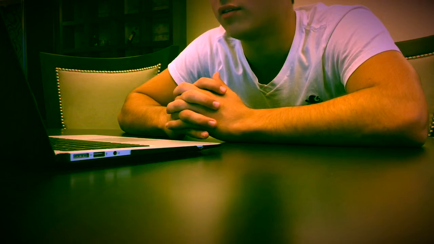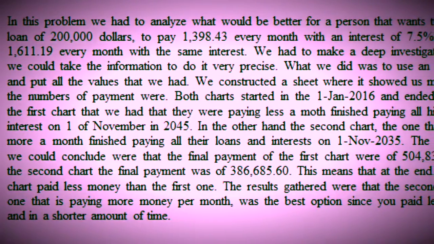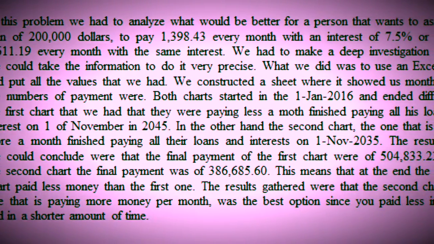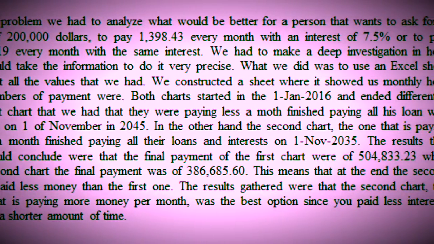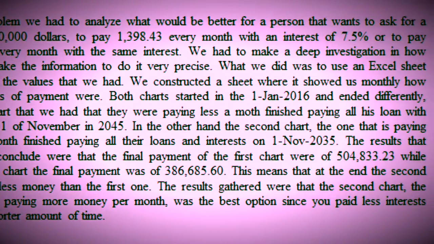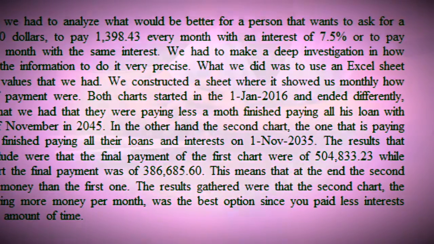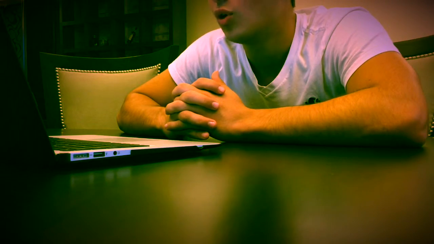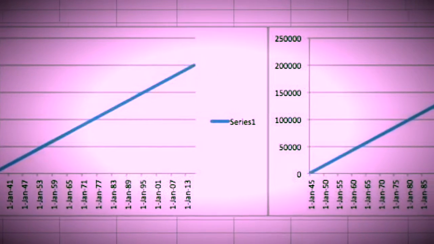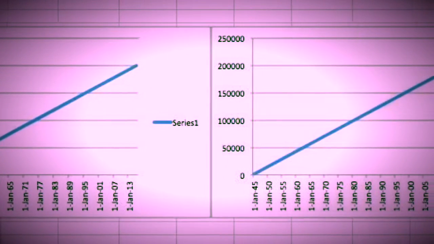Both charts started on the 1st of January 2016 and ended differently. The first chart, where they pay less money per month, finished paying all the loan with interest on the 1st of November of 2045. On the other hand, the second chart, the one that is paying more a month, finished paying all the loan and interest on the 1st of November of 2035.